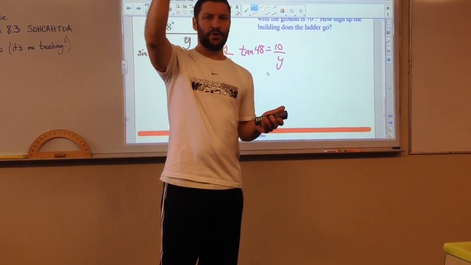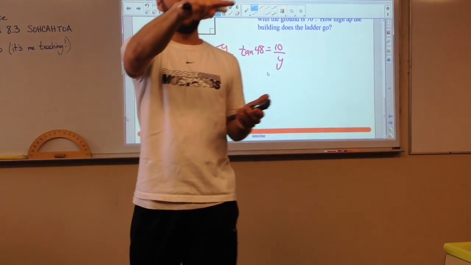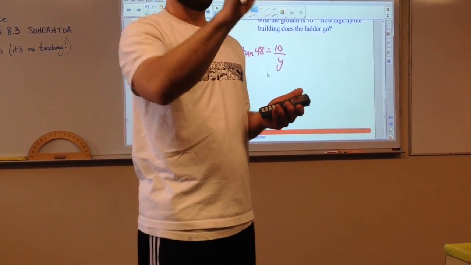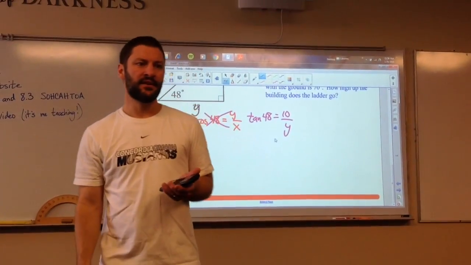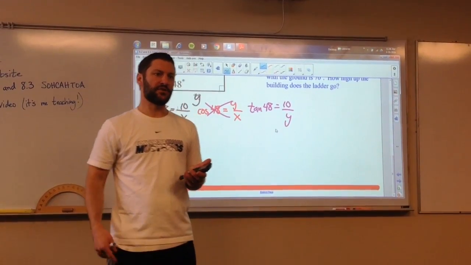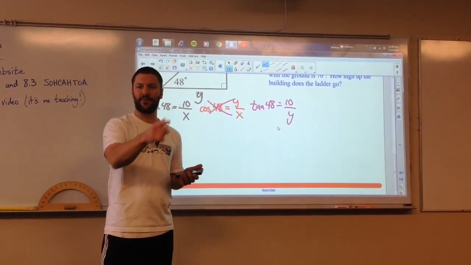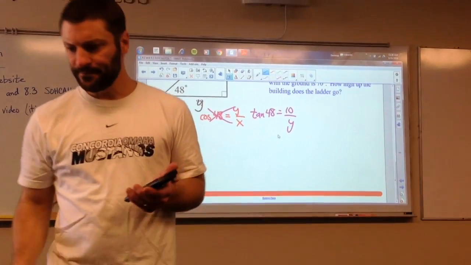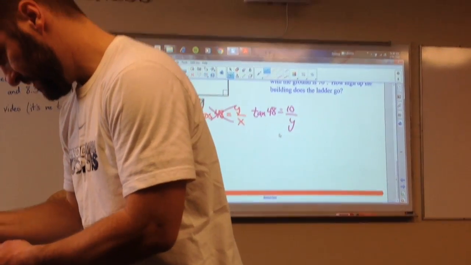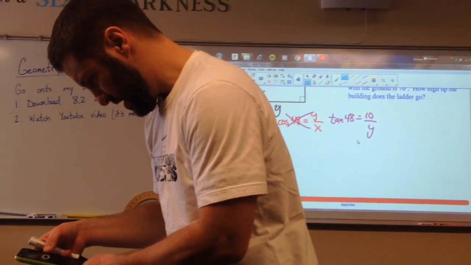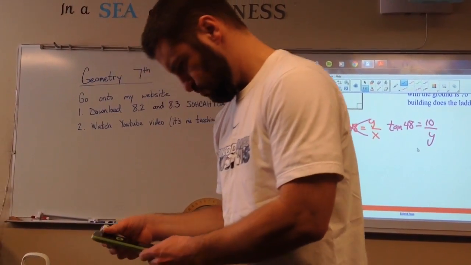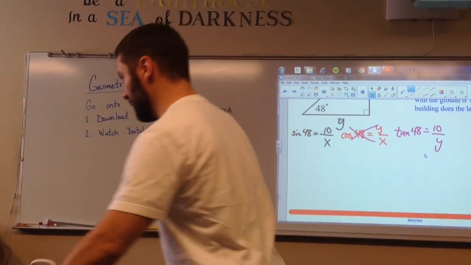Anybody in here have the wrong mode? Go in your mode setting, and it will say radians and degrees. And you want it in degrees. Was yours in radians? Yeah. A lot of the graphing calculators. Yours was in radians? Yeah. All right, yours is in radians. So you're going to hit the mode button. Use that until I figure it out.